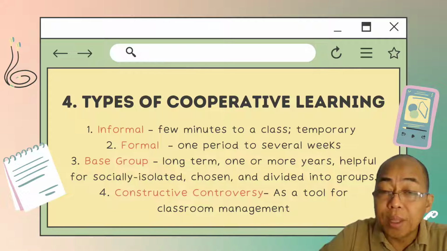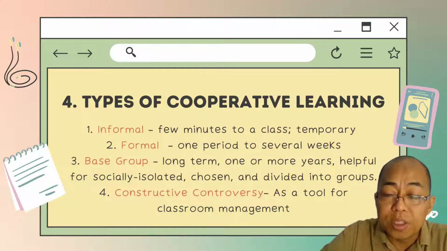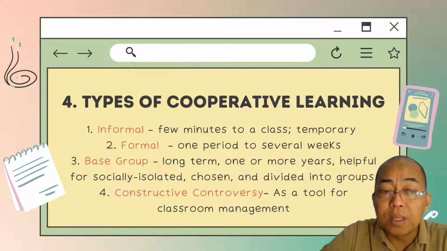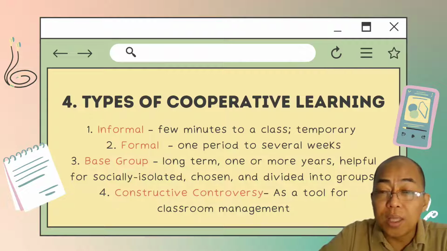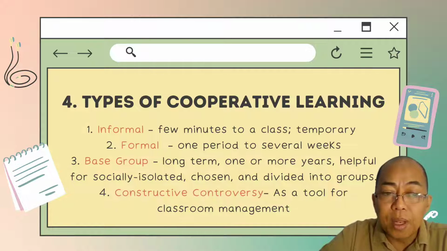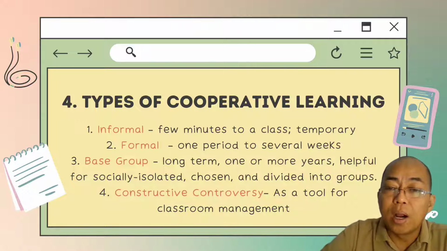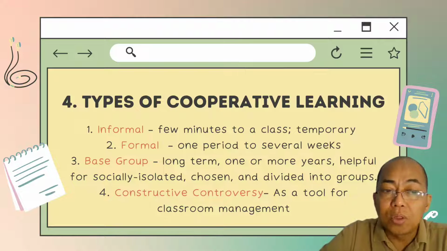And of course, third is the cooperative base or home group, which is similar to the formal cooperative groupings, but this one is longer. It can last from, let's say, one semester to a year. And of course, very important, similar to formal groupings, the grouping should be heterogeneous. But again, the idea is all members of the groups are responsible not only for their own learning but also to help other members of their learning group.